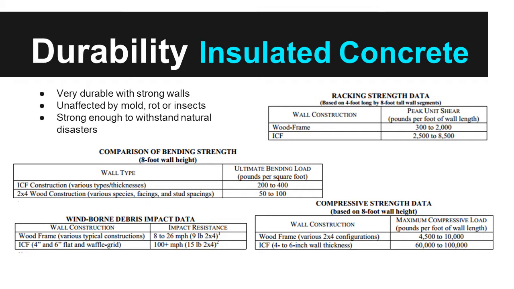The tables provided by the U.S. Department of Housing and Urban Development show different tests including racking strength, comparison of bending, comparison strength, and wind-borne debris impact.